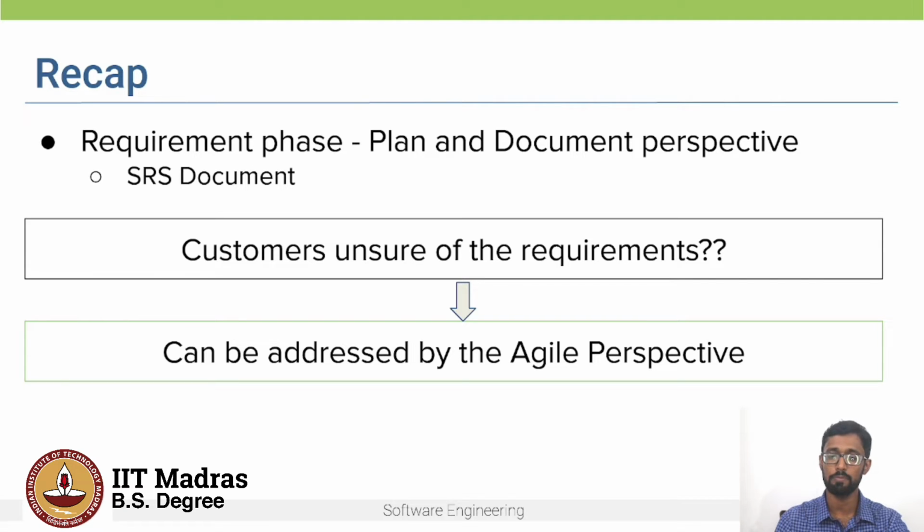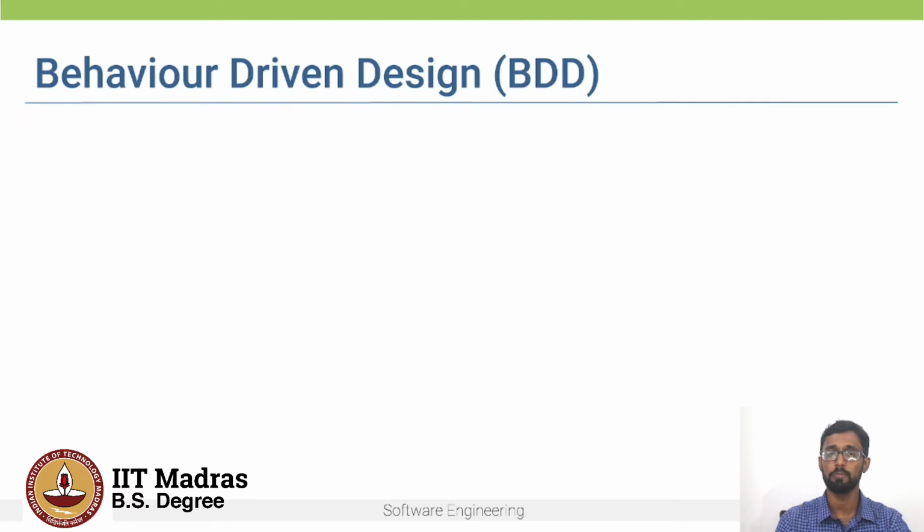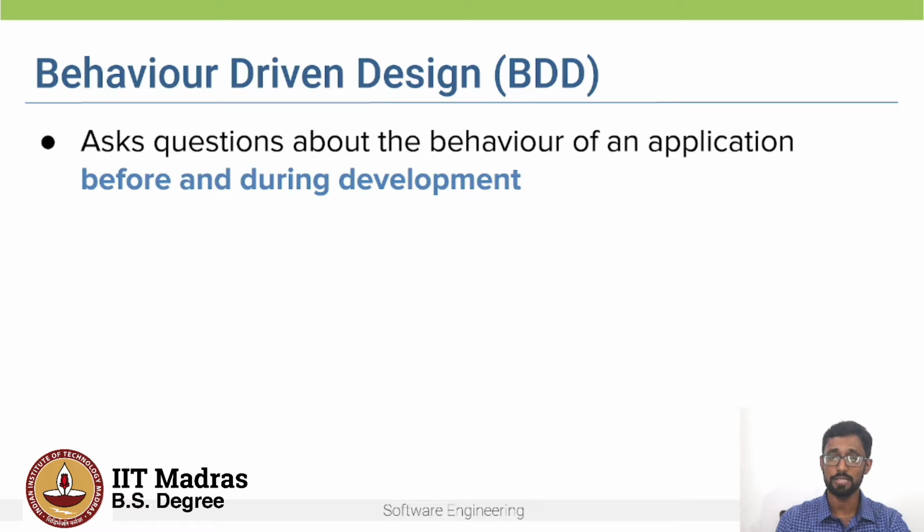So in the Agile perspective, we are basically in the maintenance mode as soon as we come up with some requirements, and then we start implementing features which match these requirements. This Agile life cycle begins with what is known as Behavior Driven Design. So let us look at what Behavior Driven Design is. Behavior Driven Design, or BDD, asks questions about the behavior of an application before as well as during development so that stakeholders are less likely to miscommunicate.